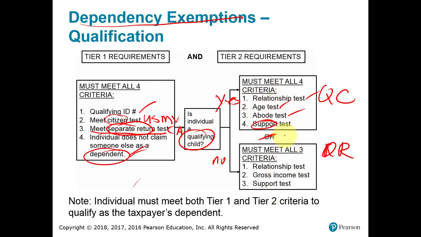This is qualifying child, these tests. And then if not, then you test for qualifying relative. You have to be related or live with the taxpayer for the whole year if you're not related. You have to pass the income test. There's no income test up here for qualifying child. And then there's a support test, which is different from the support test over here. Okay, so let's get into the details here.